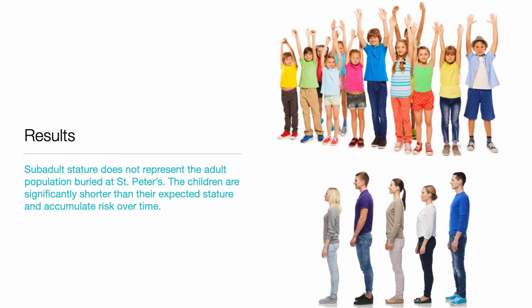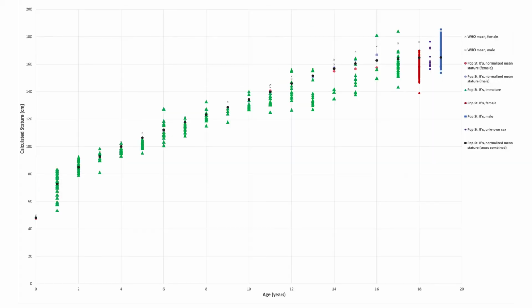Following this model, I found that subadult stature does not represent the adult population buried at St. Peter's. The children are significantly shorter than their expected stature and accumulate risk over time. Here's how we know. In this scatter plot, we can see that subadults at time of death trended to be short, especially getting to the later teens, with a few outliers. They were also well below the WHO healthy growth standard.